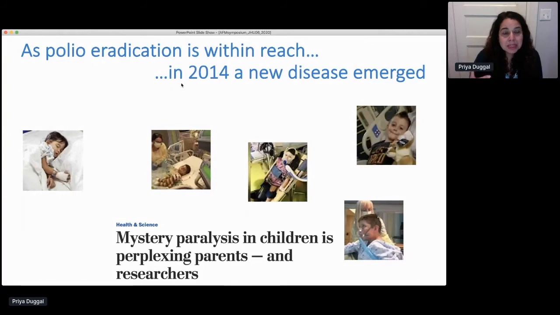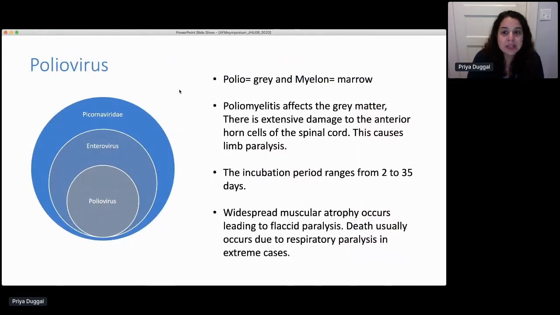And so I put these slides together really to get a sense of what we could learn from polio that would help us with AFM, as we're still in the early days of case numbers for AFM. What we know about poliovirus is it comes from the Greek words polio and myelon, representing gray and marrow. It affects the gray matter, as does AFM, and there's extensive damage to the anterior horn cells of the spinal cord, which causes limb paralysis. Its incubation period is similar to enterovirus, and its widespread muscular atrophy is similar to AFM. But poliovirus is part of the enterovirus family, which is part of the picornaviridae family, and you heard about that earlier in some of the talks today.